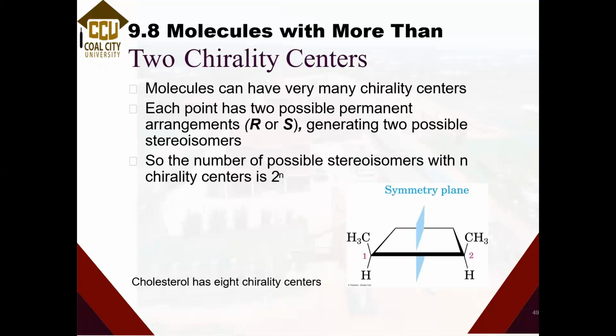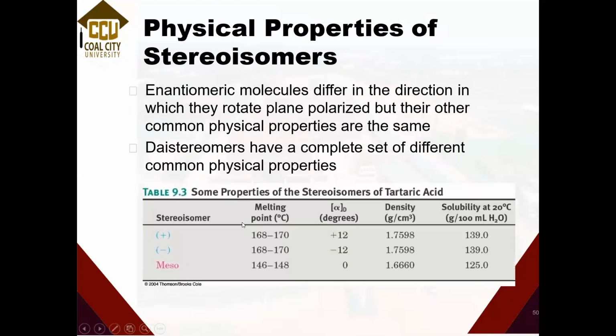You don't need... I won't ask you to give me the R or S configuration, but I can ask you to tell me how many. I can draw cholesterol and ask how many chiral centers are there. So you need to just count it and know the number of chiral centers. In cholesterol, there are 8.